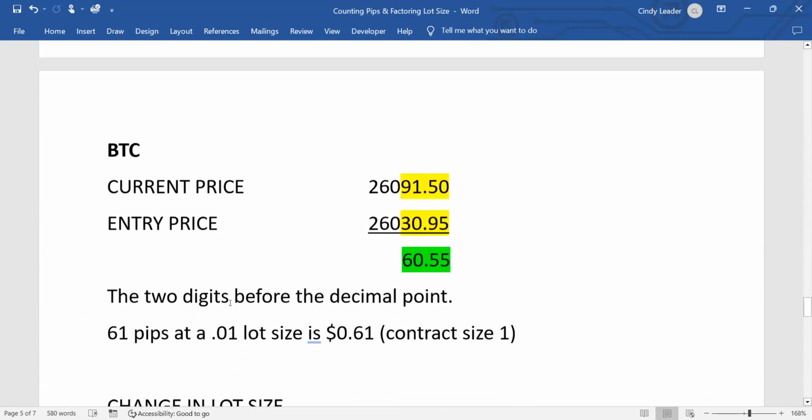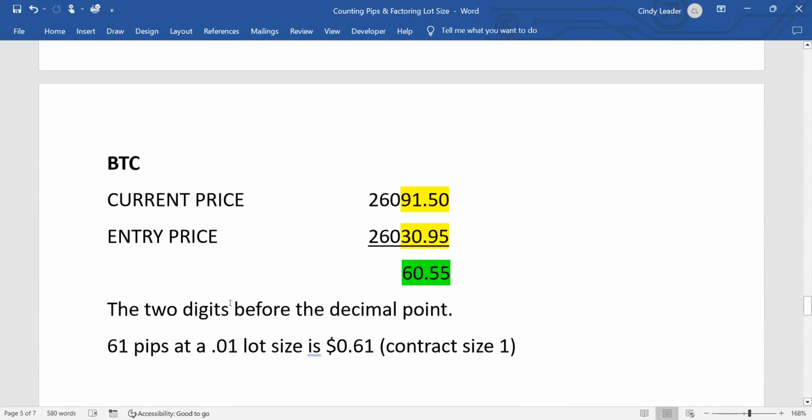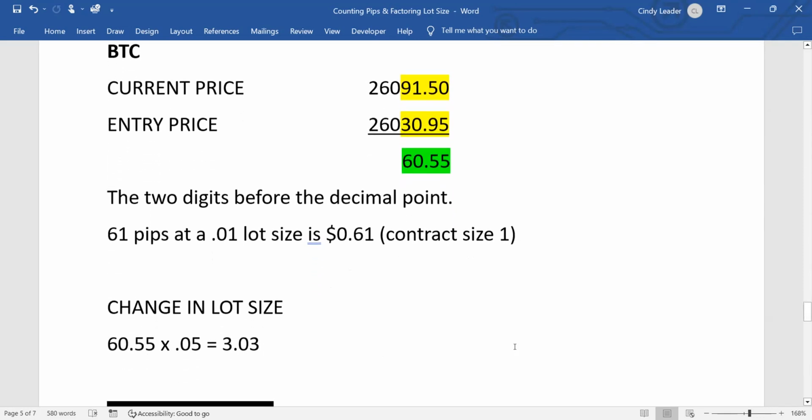Now, Bitcoin is another beast. Okay, this is one I took from a screenshot the other day. Bitcoin went up by 60.55 pips. So you're counting Bitcoin two digits before the decimal point. This is just like fluffy fluff here, cents. Okay, so what this translates into for a contract size of 1 is really 61 pips at a lot size of 1 is really 61 cents. Okay, not too glamorous, I'm telling you.